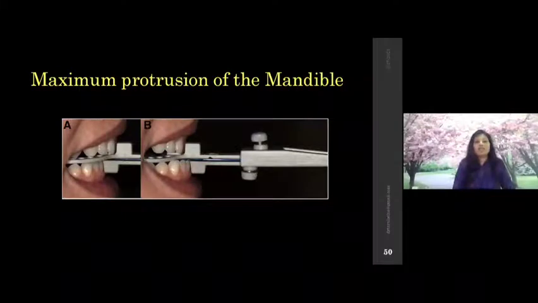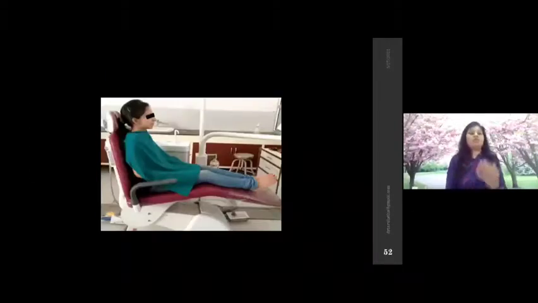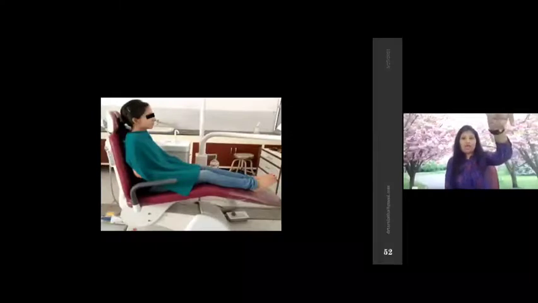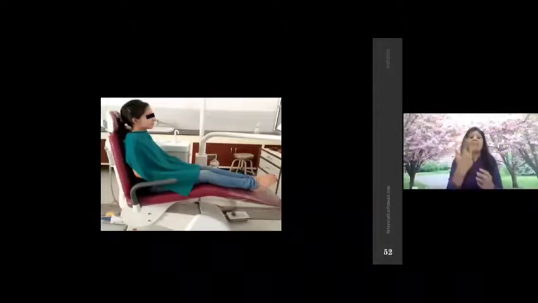Once you do this, the steps in construction bite will be: you see the patient, then you record the freeway space, then you ask the patient to practice it, and you keep your armamentarium ready. Ask the patient to sit in an upright position. He or she is supposed to look straight. And if the patient is having difficulty in looking straight, you can keep a mirror in front of the patient so that the patient can have eye-to-eye contact. Another thing which can be done is your Frankfort horizontal plane should be parallel to the ground floor. Once these things are stabilized, this is how the patient is positioned.